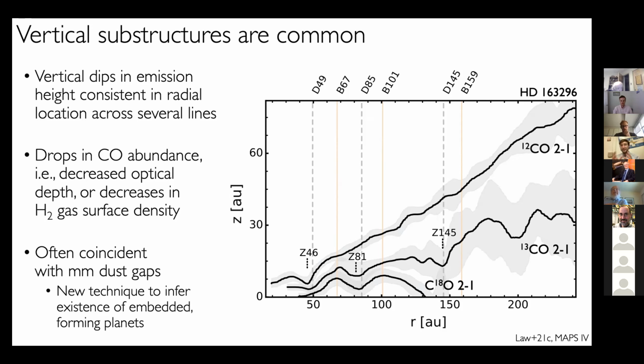But the idea is that this might present a new technique to be able to infer the existence of embedded planets that are forming in these disks, where we find correspondences between the vertical dips in the emission surfaces and dust gaps. And this isn't the only disk to show this. I only have this plot here, but this is fairly common that we see these correspondences between the dust gaps and vertical substructures in the MAPS disks.